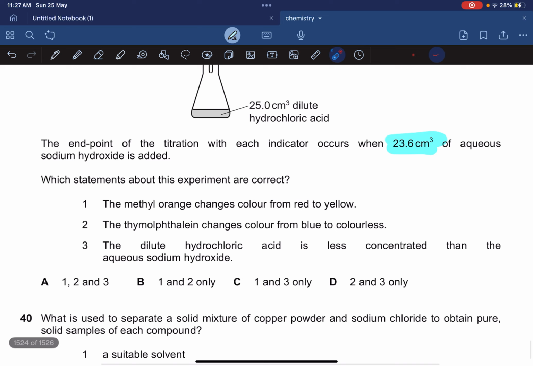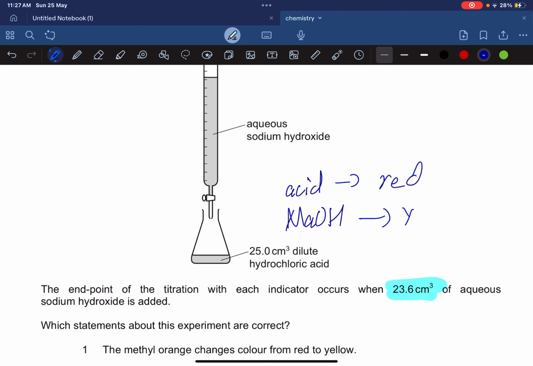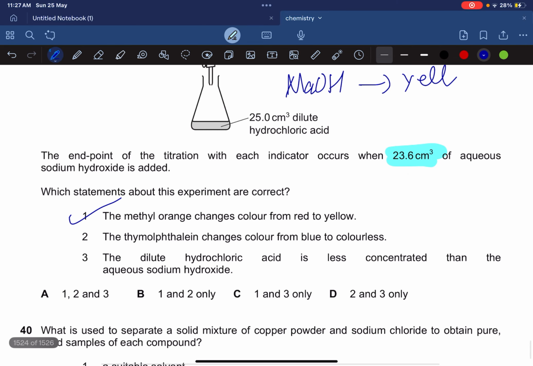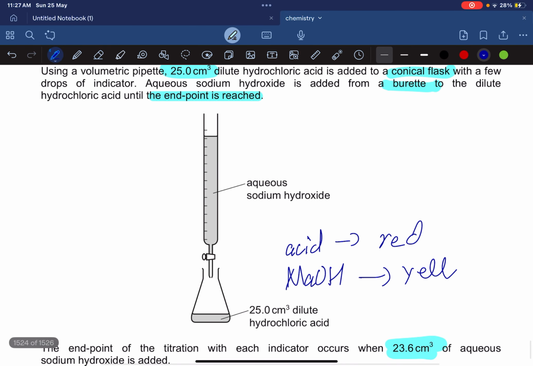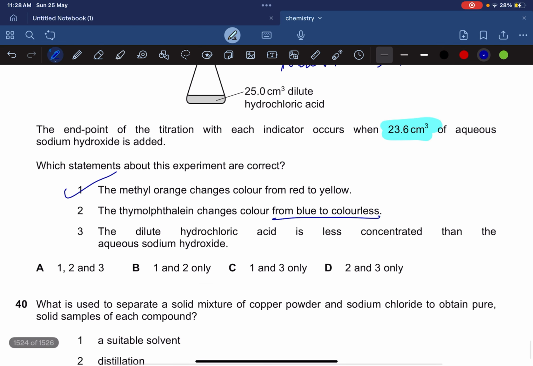The methyl orange changes color from red to yellow. Let's figure it out. First, it was in acid, where methyl orange is red. When alkali was added, which was NaOH, it turned yellow. So that's correct, option 1 is correct. The phenolphthalein changes color from blue to colorless. In acid, phenolphthalein is colorless, and in alkali, which is NaOH, it is blue. So it goes from colorless to blue, not from blue to colorless.